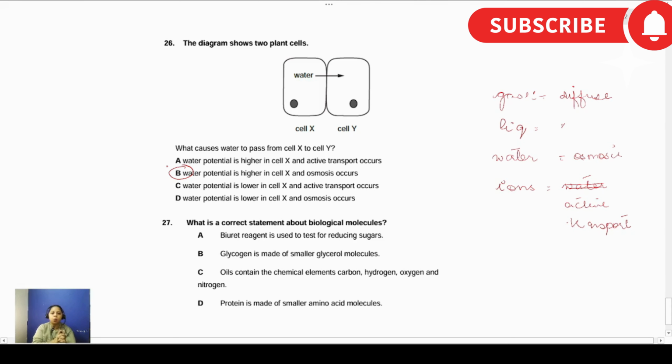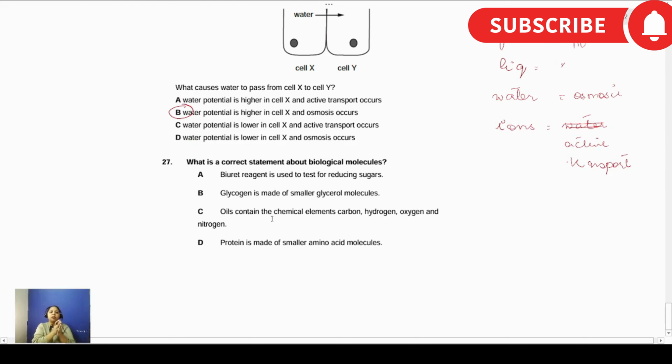Number 27, what is the correct statement about the biological molecules? Yesterday we also discussed their tests and everything. Let's talk about the basic molecules. The biuret reagent is used for proteins, right? So this option is incorrect. Glycogen is made up of glycerol? No, glycogen is a type of carbohydrate.